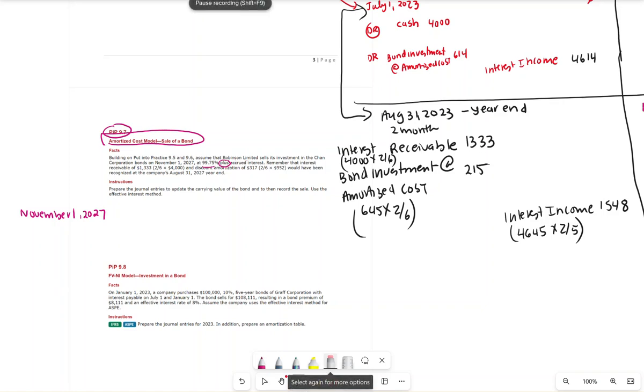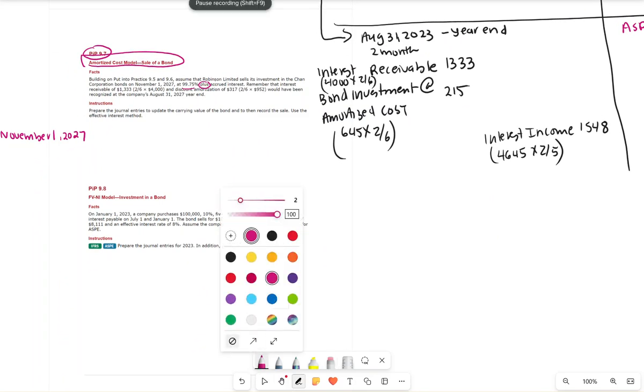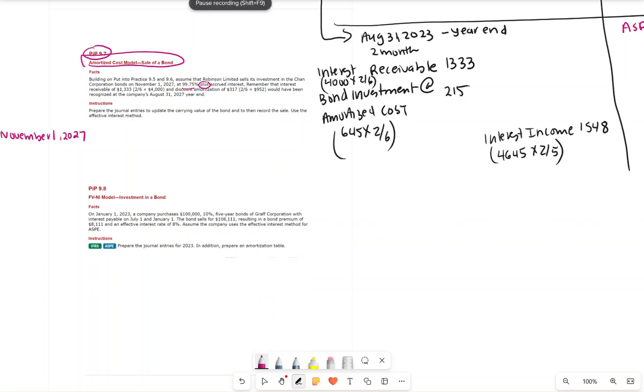So now they're asking us to sell this bond on November 1st, 2027. There's a different way of figuring it out. Either you use the amortization method on your calculator to calculate the carrying value of your bond in your books, or you could just look at the question and work from there. They said that on November 1st, 2027, we sold the bond at 99.75. The face value of your bond is 100,000 times 99.75%. That gives you 99,750, plus the interest.